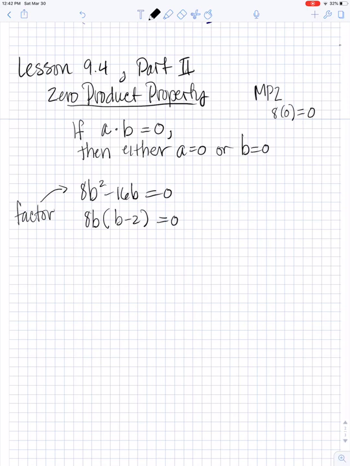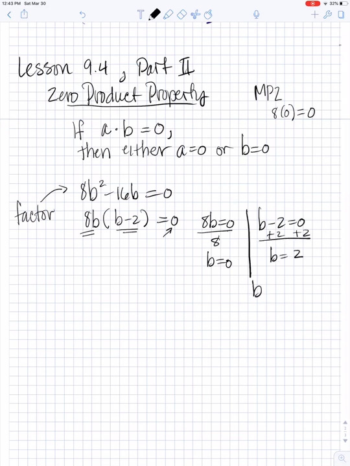Okay, so this is a perfect candidate for the zero product property. We have something, 8b, times something else, b minus 2, equal to 0. So what does that mean? That means that 8b must be equal to 0, or b minus 2 must be equal to 0. So we can say that b has to be equal to 0, or we can solve the other side here. B has to be equal to 2. So b equals 0 and 2.